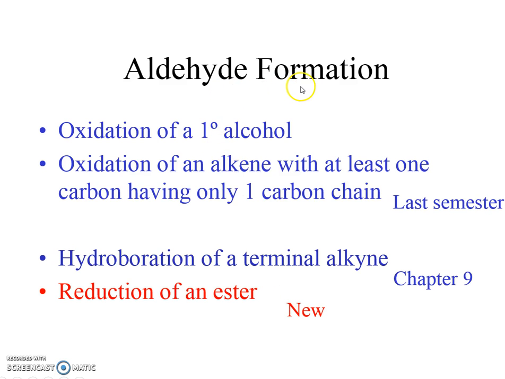For the aldehyde to be formed, what can we do? We've already learned several things. We learned last semester how to oxidize the primary alcohol with PCC to form the aldehyde. We learned you can't do it with chromic acid because that takes it to carboxylic acid. We learned how to do oxidative cleavage of an alkene, and you get an aldehyde when one of the carbons has a hydrogen on it. Only one carbon chain on one of the carbons. That forms an aldehyde. We learned this semester that you can do hydroboration of a terminal alkyne, and that gives you an aldehyde. What we are going to learn that's new in this chapter is how to form an aldehyde from an ester.